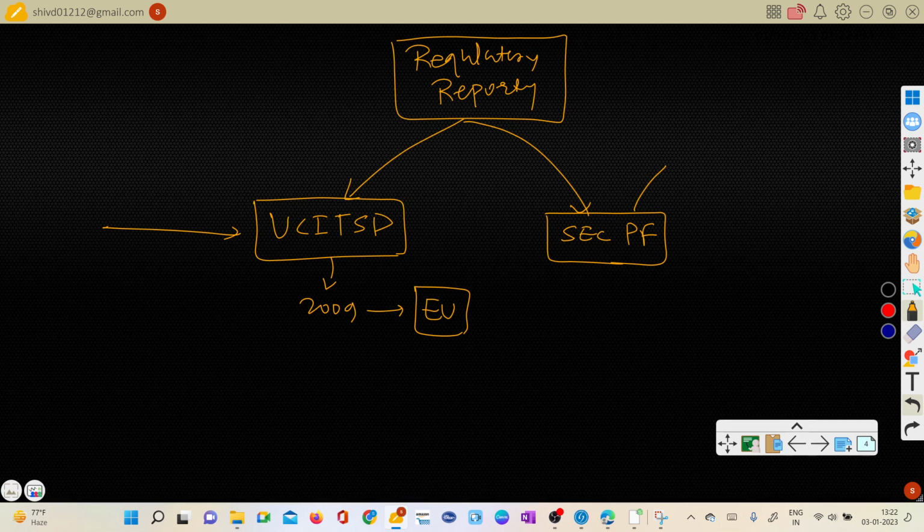So SEC, which means Securities and Exchange Commission, provided the PF, that is Private Funds format. In that format we need to prepare a report and provide it to that regulator. So that's the important one. Apart from that, there are many more, guys. I'm just giving a few examples.